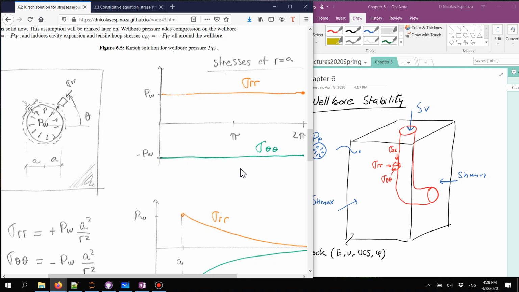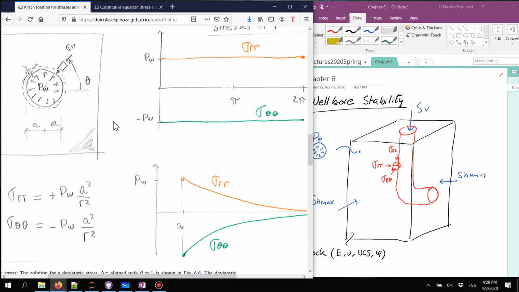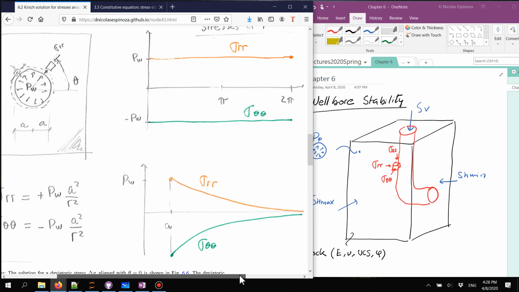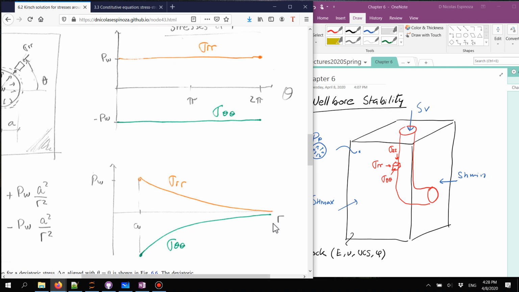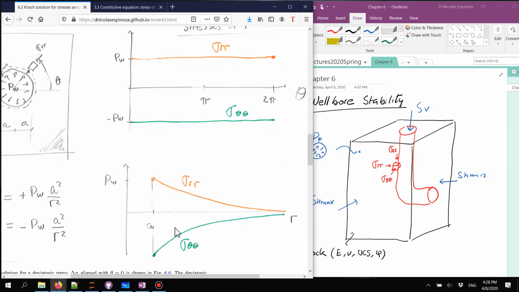Something very important to notice from this solution is that these stresses are going to fade as you go further and further away from the wellbore. So as the radius r increases, these stresses in the far field are going to decrease. The radial stress is going to be less compressive, and the hoop stress is going to be less tensile as you go further away. And at a distance of about 2 radii from the wall of the wellbore, so 1 radius, 2 radii from the wall, we already see that the decrease is quite important.